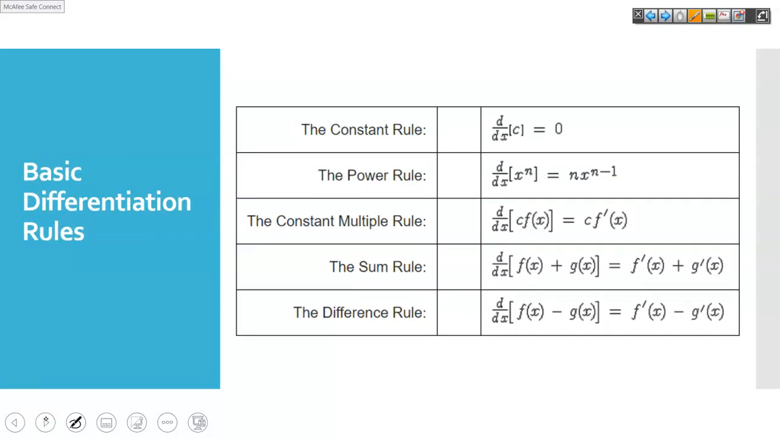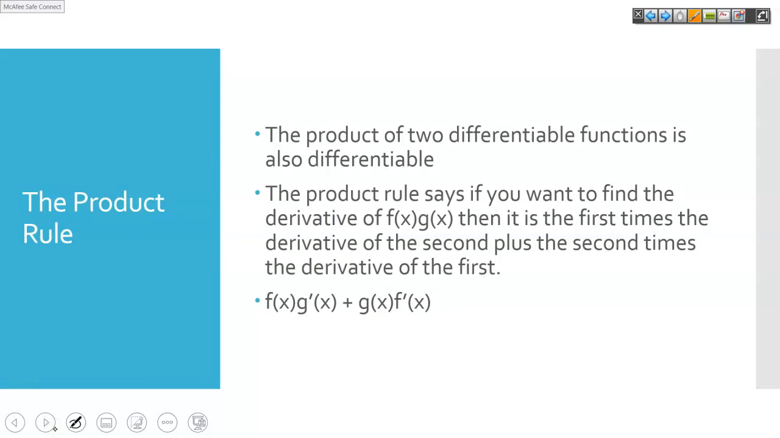Our derivatives have 5 basic rules, and then a slightly more complicated difference rule. So the product of two differentiable functions is always another differentiable function. So that's one of those statements you'll hear me say. The product of two differentiable functions is always another differentiable function.